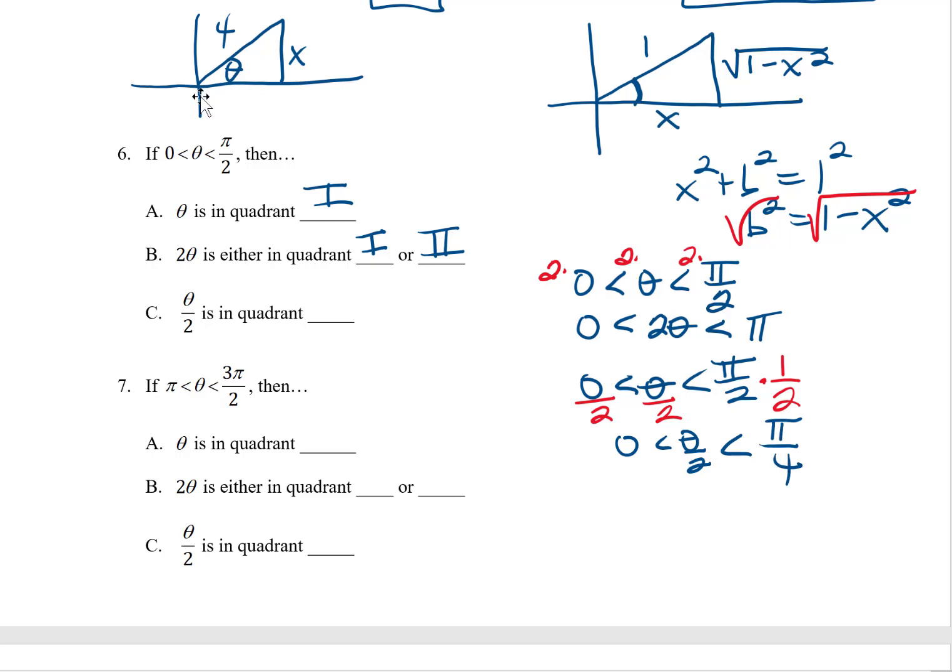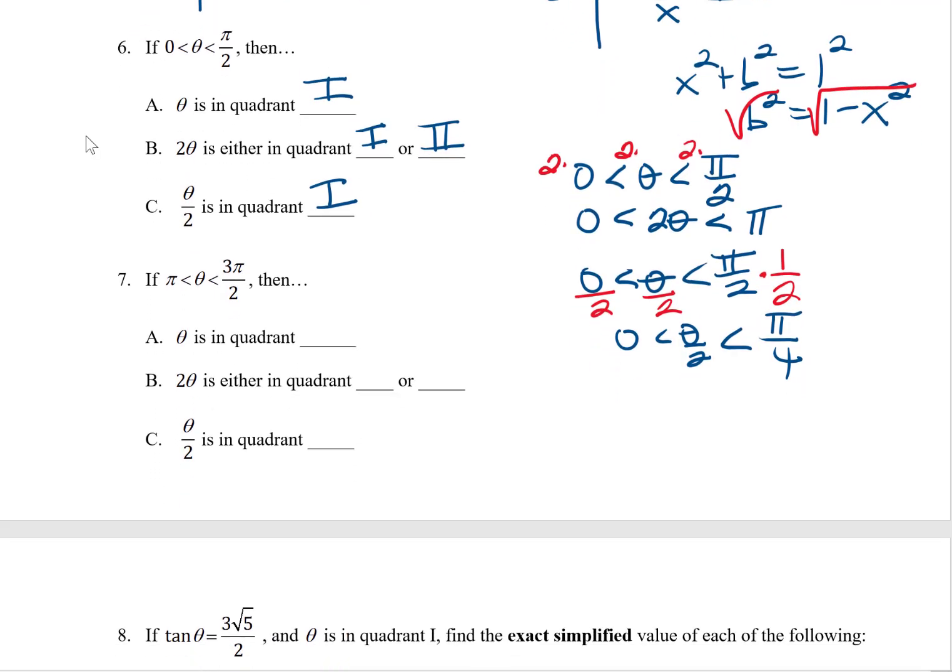Again, it makes good sense. If your original angle is between 0 and 90 and you cut that in half, the biggest you could get then would be 45. And if theta was smaller, you'd get something even less than 45 degrees. So theta over 2 would still be in quadrant 1.